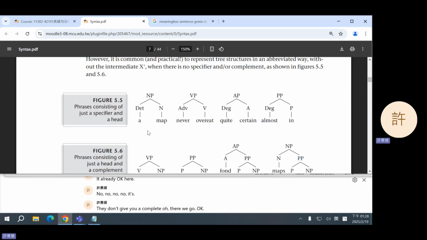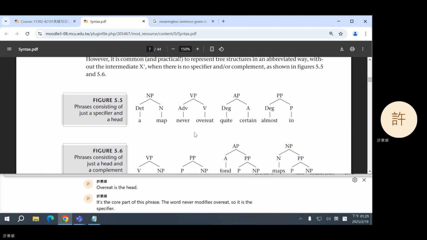So a map. It is a map. The map is the head. A tells you that it is not any specific map. It is a random map. So it's a specifier that modifies the head. Never overeat. Overeat is the head. It's the core part of this phrase. The word never modifies overeat, so it is the specifier.